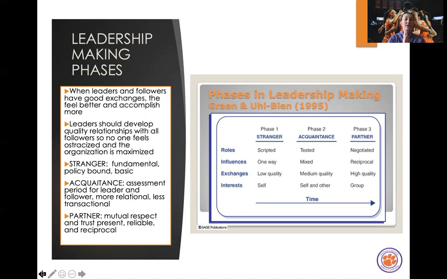So leaders should really try to not have an out group, okay? And so leaders should develop quality relations with everyone so no one feels ostracized and the organization is maximized. There are 3 different phases. I think these are pretty straightforward when you think about it, but 3 phases in leaders kind of trying to eliminate out groups. The first one is stranger. It's very fundamental, kind of what we talked about, kind of where the out group starts, right?